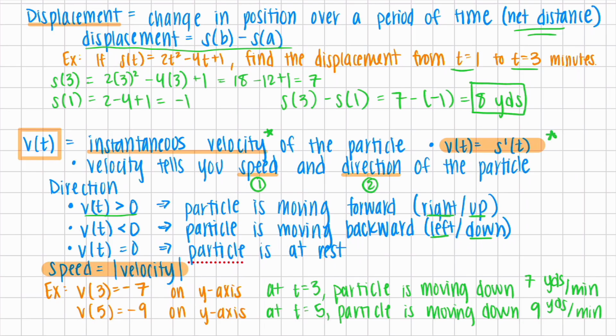And then something I want to point out is notice between t equals 3 and t equals 5, my particle is moving faster. I went from 7 yards per minute to 9 yards per minute, but notice that your velocity is technically decreasing. So we are going to talk about that a little bit later, but I wanted to start it right here.